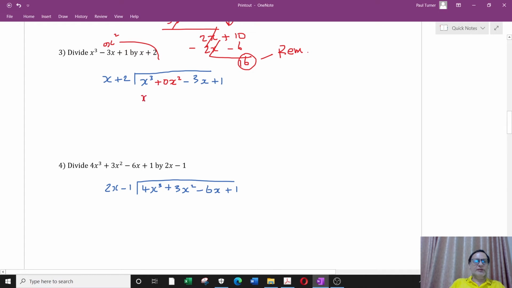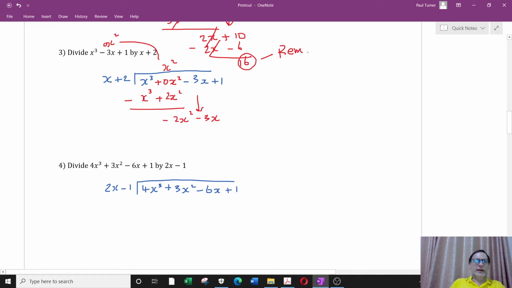Okay, so this is x cubed. We want to have an x cubed here. So what times x is x cubed? It must be x squared. X squared times x, x cubed. X squared times 2, 2x squared. And we subtract. So 0 minus 2, negative 2x squared. And then we bring down the minus 3x.